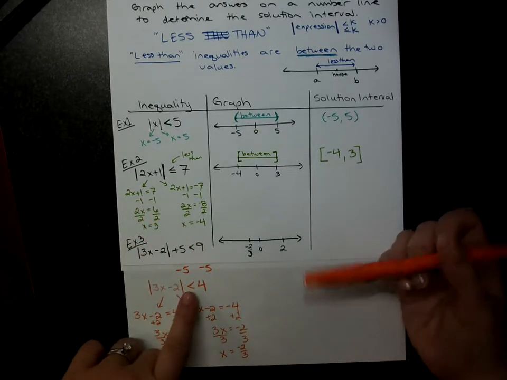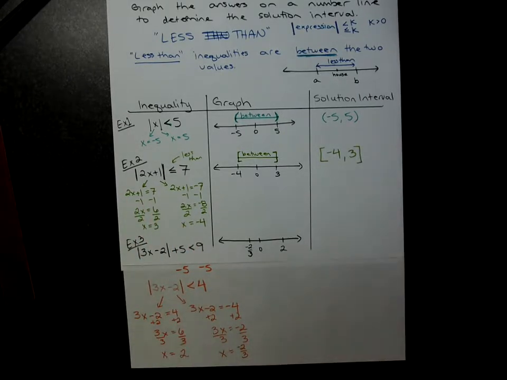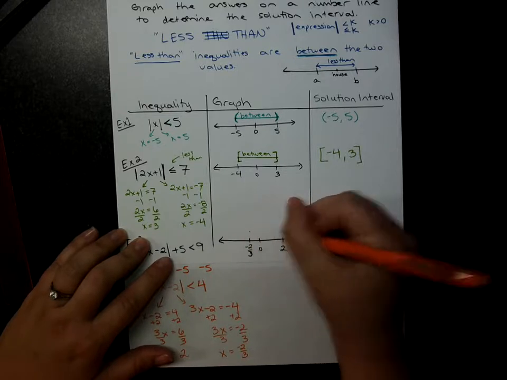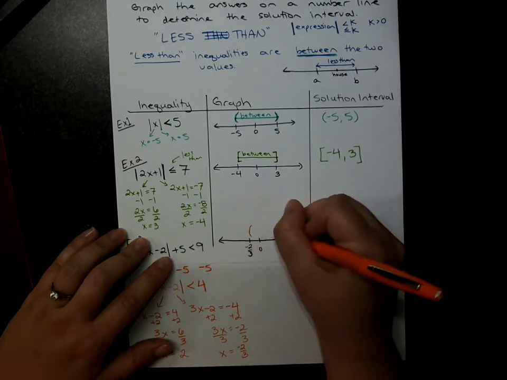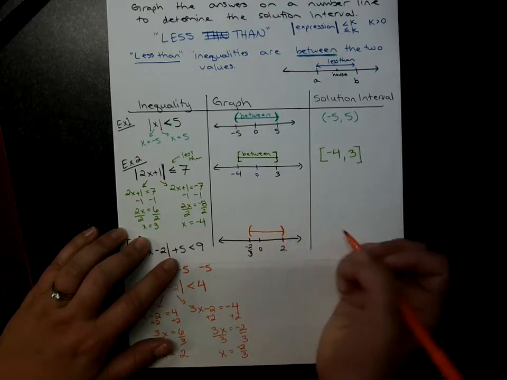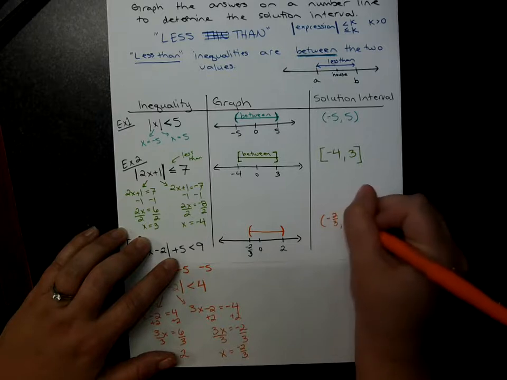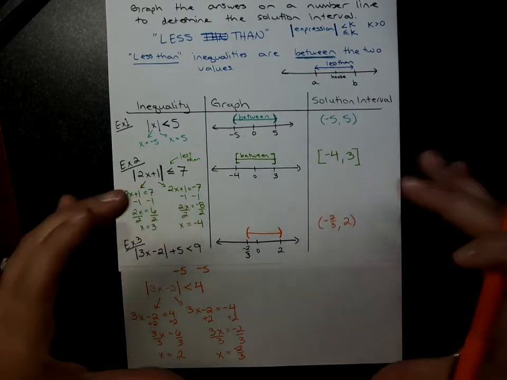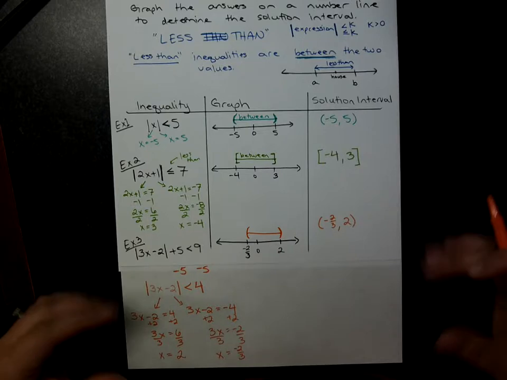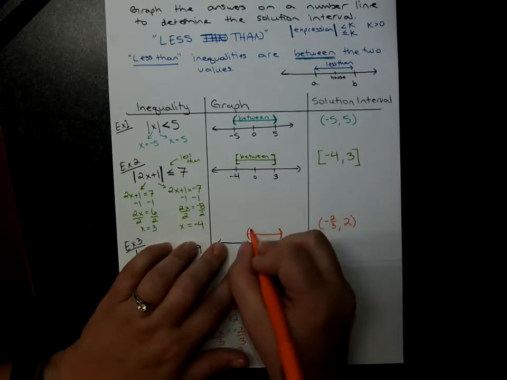Because the symbol is less than, we're going to go between those two spots. And there's no line, so we'll use parentheses. They're always going to face each other for less than and go between. So it's between -2/3 and 2. That's a distance that is less than the given value. So less than goes between.